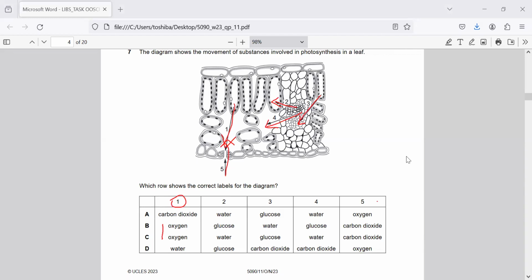Okay, the second is this area contains xylem and phloem. So xylem vessels carry water. So water would be going from here to here. Let's see, glucose, water, water, glucose, water, glucose. So from B and C, we got water in option C. So option C is correct and option B is incorrect.